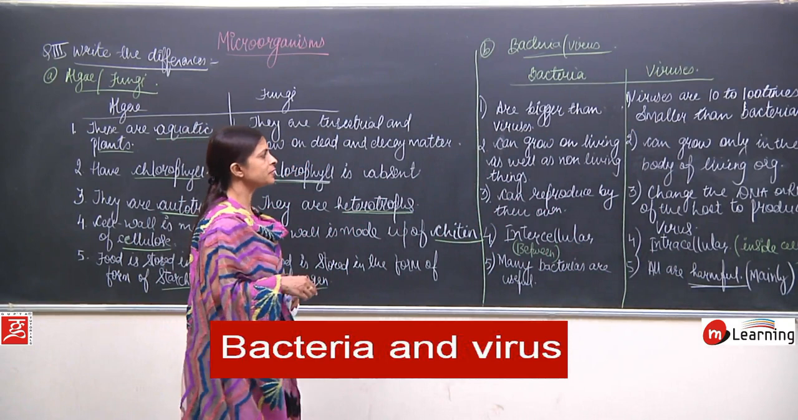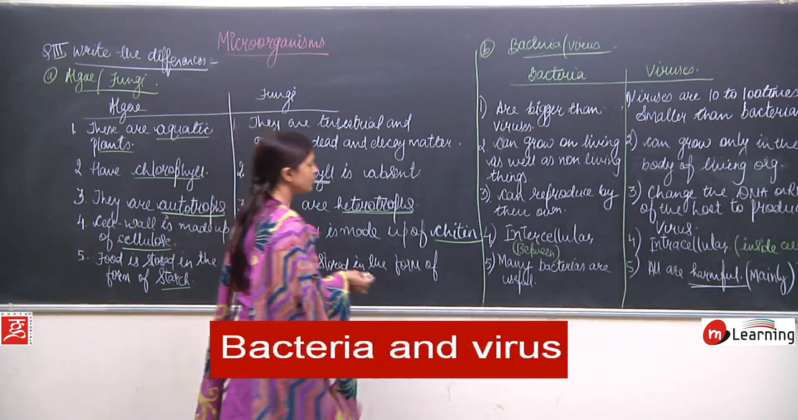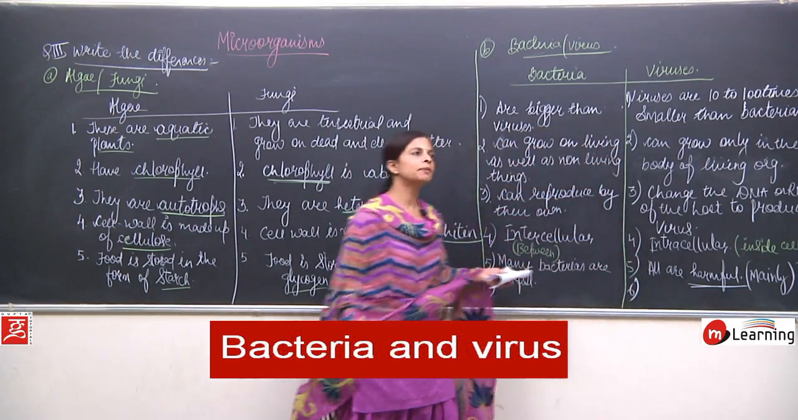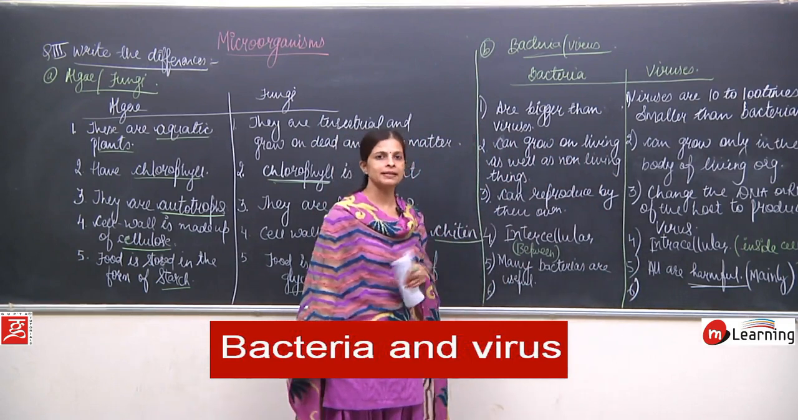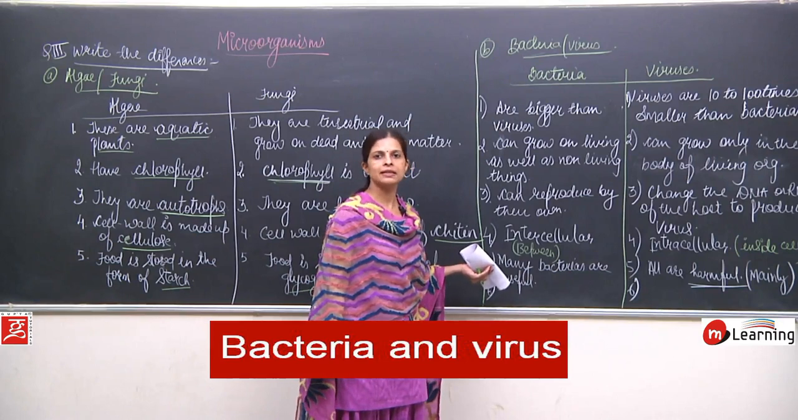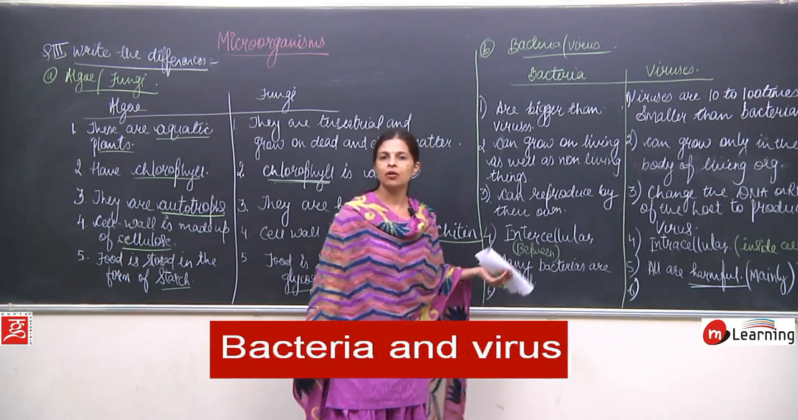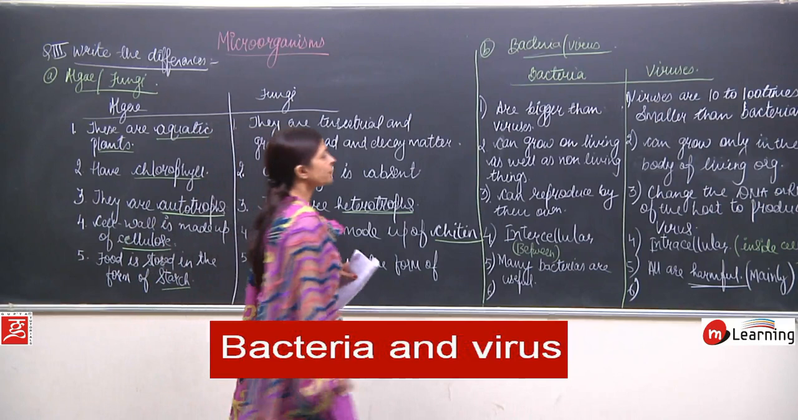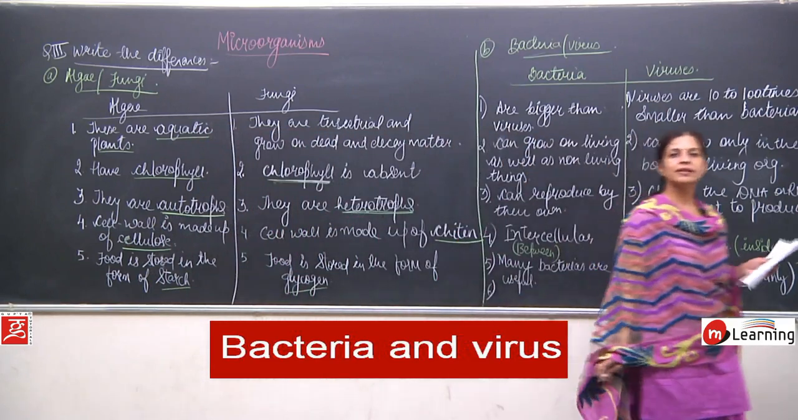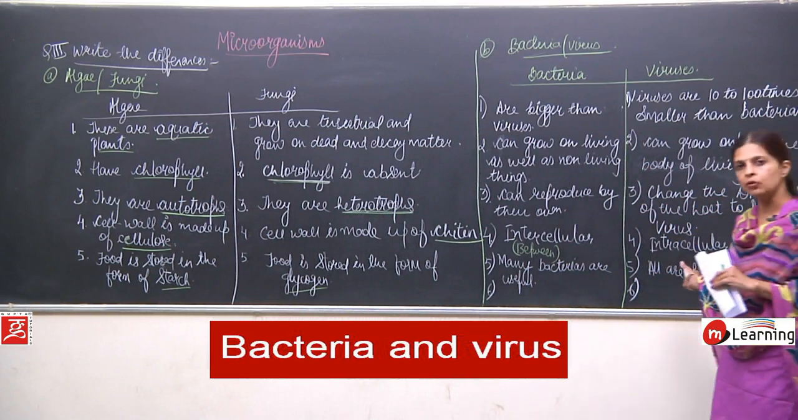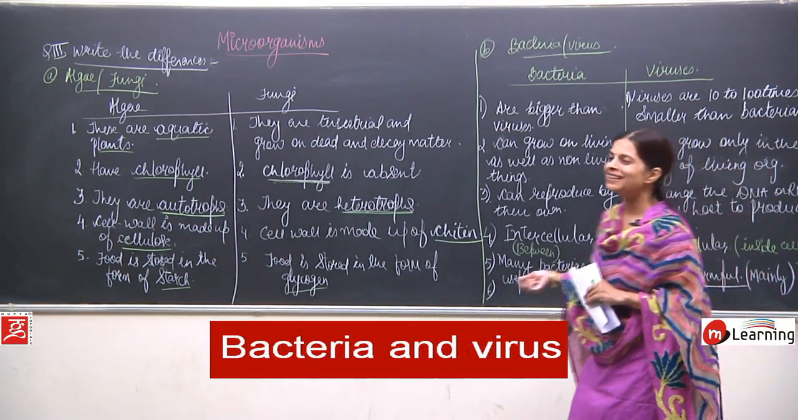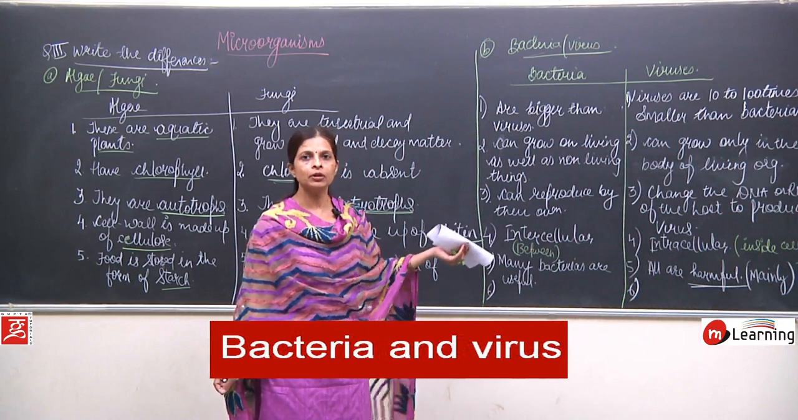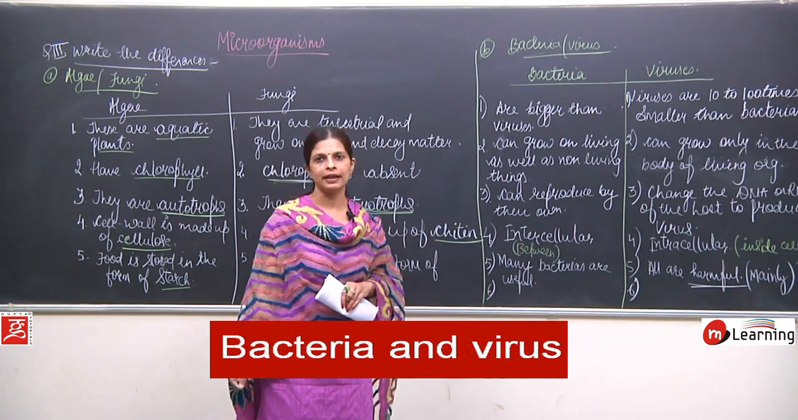Now there are many differences which we can discuss, but we don't have place over here. So you can write over here the diseases caused by bacteria and the diseases caused by viruses. Like diphtheria, cholera, tetanus are all caused by bacteria. But when we talk about viruses, you can write the names of those diseases, maybe common cold, swine flu, AIDS, polio. All these diseases can be written in that column.